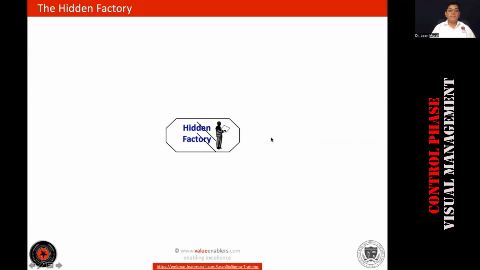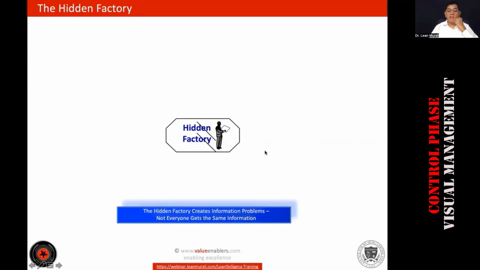Let's understand. The hidden factory creates information problems. Not everyone gets the same information. Materials: you don't know the quantity of material that is available. Everyone tells some other data. How many of you can relate to it? Type I can relate in the chat box.